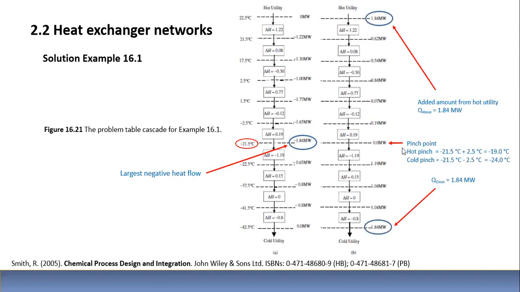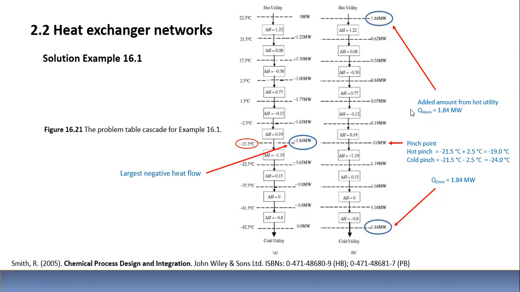So that means if the pinch point is minus 1.5, minus 21.5 on the shifted temperature scale, and you had a delta T minimum of 5, that means that the hot pinch is going to be this value plus 2.5, and the cold pinch is going to be this value minus 2.5. So you have a 5-degree difference between minus 19 and minus 24.